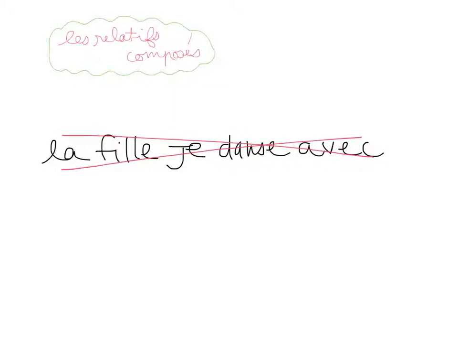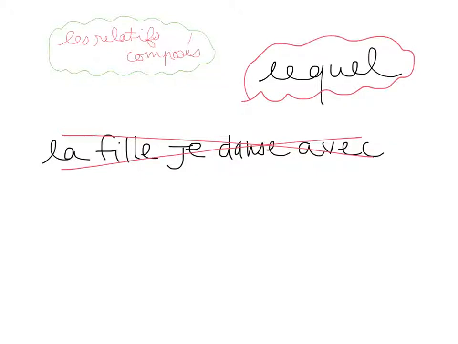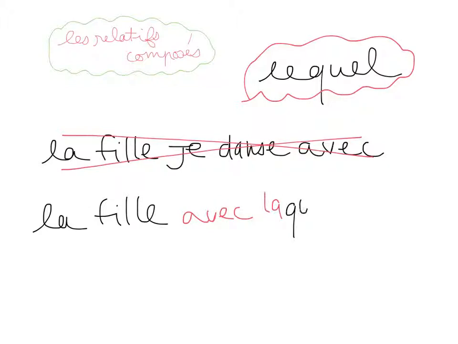What does this mean? This simply means that we're going to use lequel right here. And this is going to be la fille avec laquelle je danse. As you can see, lequel changes if the word is feminine. Because fille is feminine, we say la fille avec laquelle je danse. The girl I am dancing with.